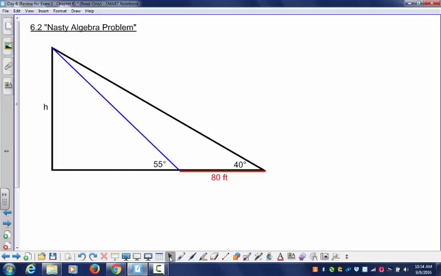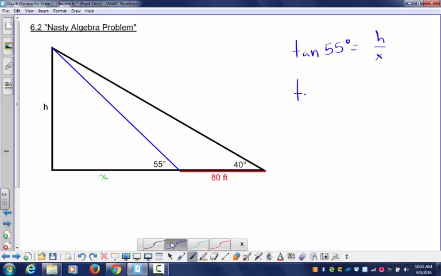All right, so here we have to set up a system of equations and then do a simultaneous solve type of thing. We have an unknown down here that we will definitely be using. That's x. Call it whatever you want. I'll call it x. So the inner triangle, we have tangent of 55 degrees is equal to h over x.